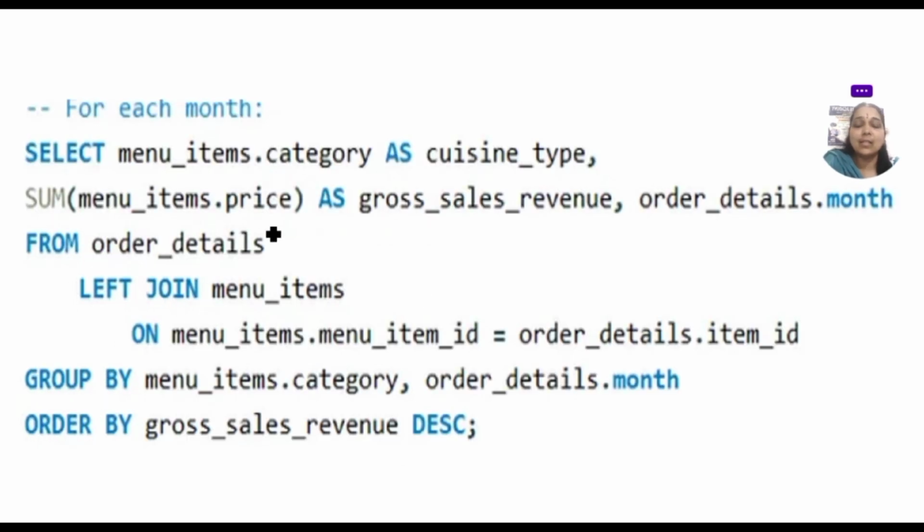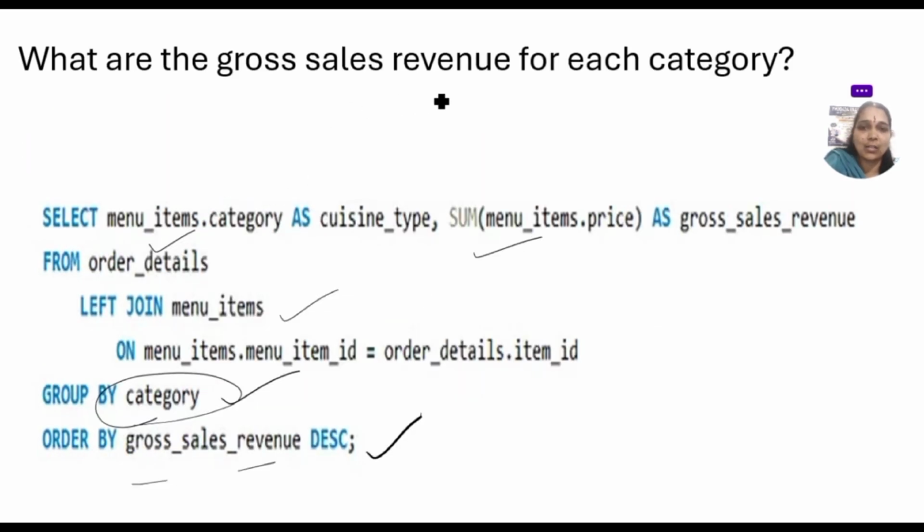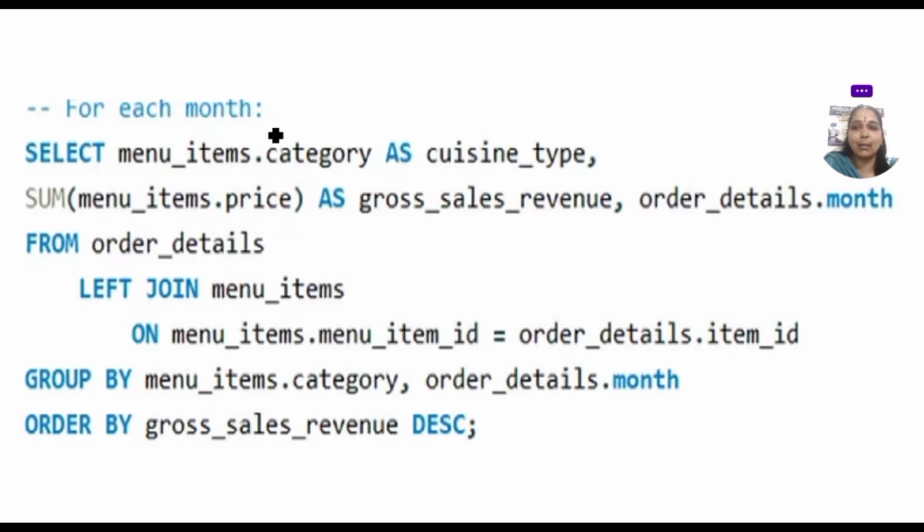Okay. Suppose the gross sales revenue is to be done for each month. Same question, but we have to consider it for each month. Even for each day also we can do it. So select menu items as the item, sum and the gross sales revenue dot month.